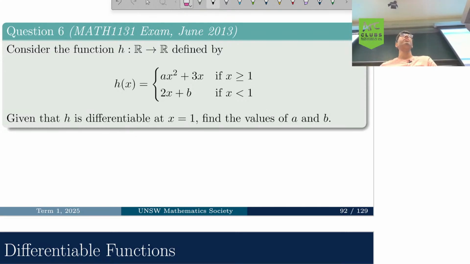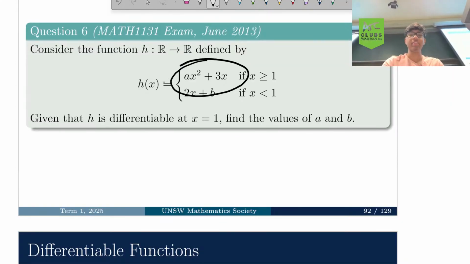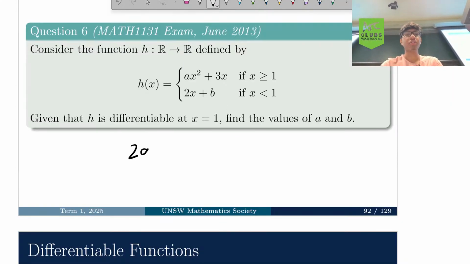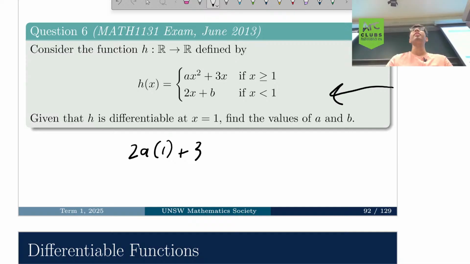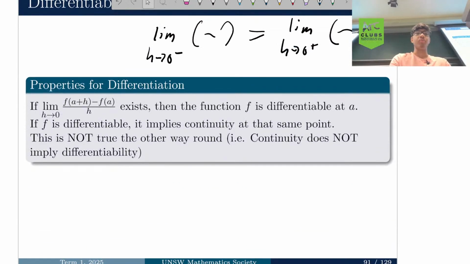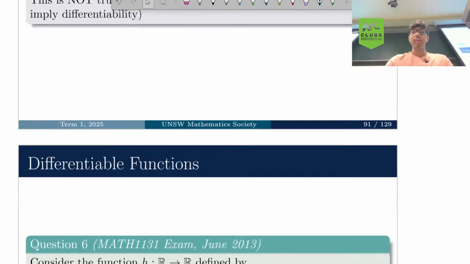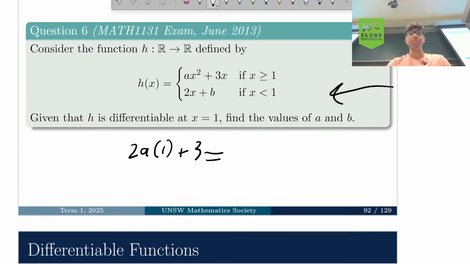How do I find the gradient of that? Well, I can just really easily differentiate this top bit. I get 2a, and I'm looking specifically at x equals 1. So it'd normally be 2ax plus 3, but I'm looking at x equals 1, so I'll say 2a of 1 plus 3. That is my gradient as I come from the right-hand side. In other words, that is this right-hand limit.